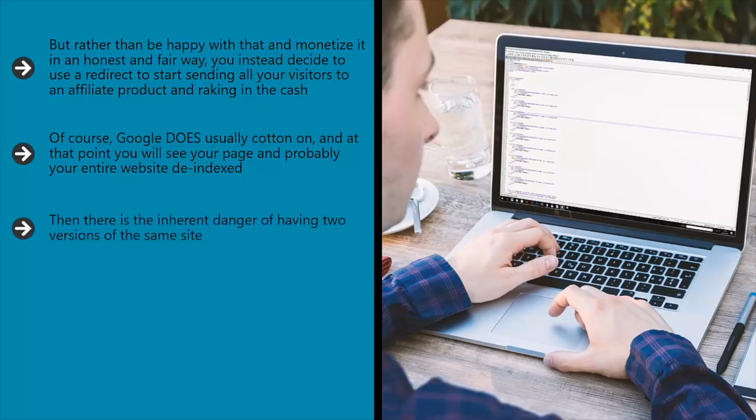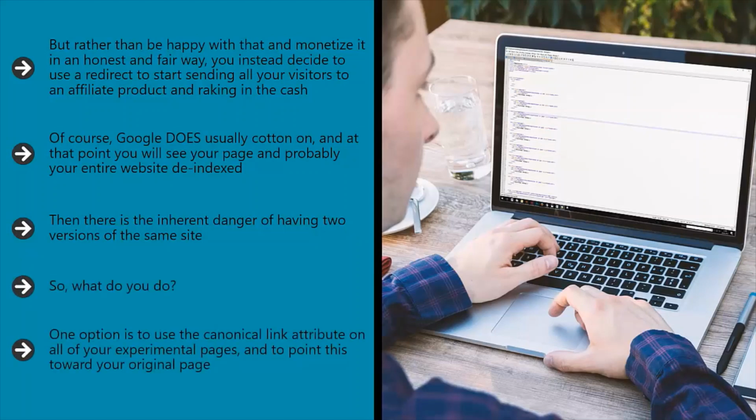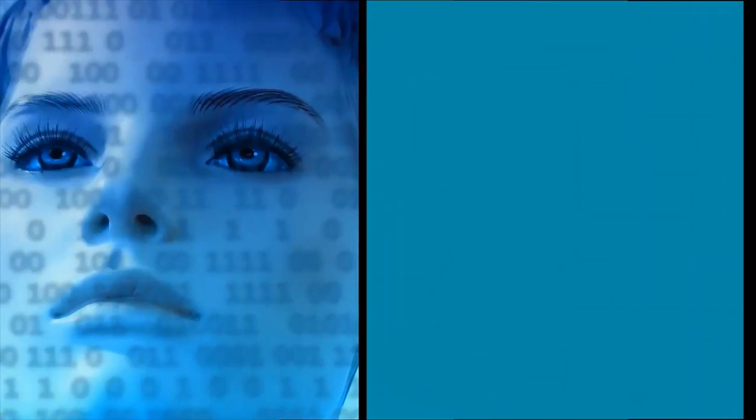Then there is the inherent danger of having two versions of the same site. Google might see this as spammy, it might see this as confusing, whatever, it could hurt your ranking. So what to do? One option is to use the canonical link attribute on all of your experimental pages and to point this towards your original page. This tells Google's robots which page is the original, and that ensures that it will understand what's going on and see that you're not trying anything fishy.